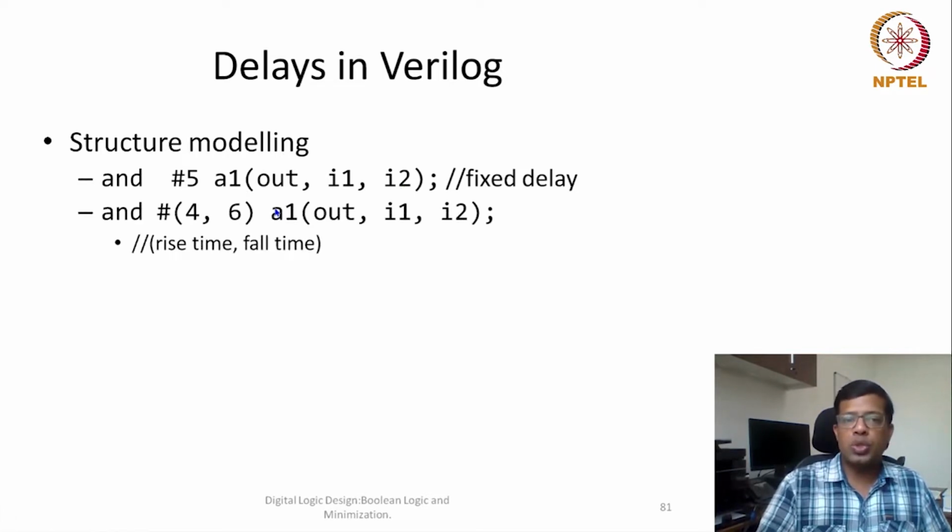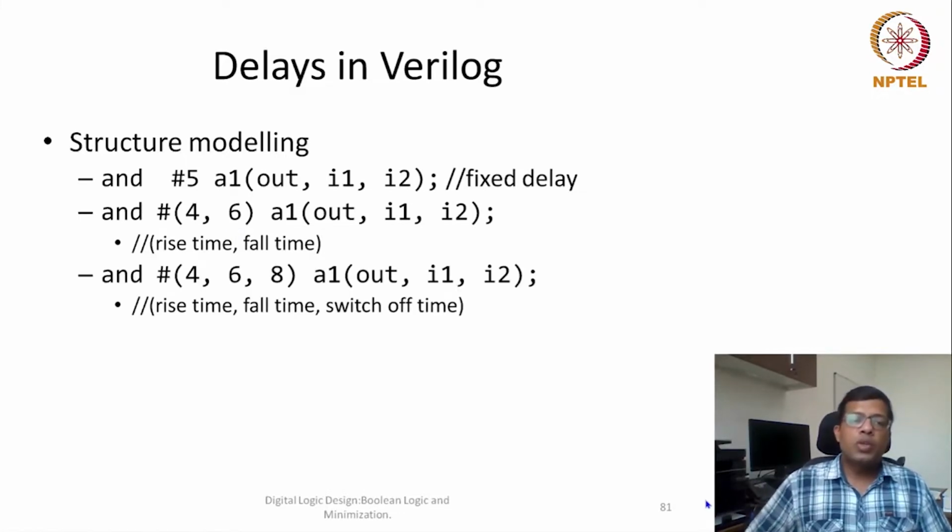This delay is also written sometimes with two values, in parentheses. The first value represents the rise time, the second value represents the fall time. Rise time means if the output is changing from 0 to 1, then this would be the delay. If the output is changing from 1 to 0, then the second would be the delay. So as I said initially in the starting of this lecture, my output delay depends on the transition, whether the transition is from 1 to 0 or 0 to 1. That particular thing can also be modeled using Verilog.